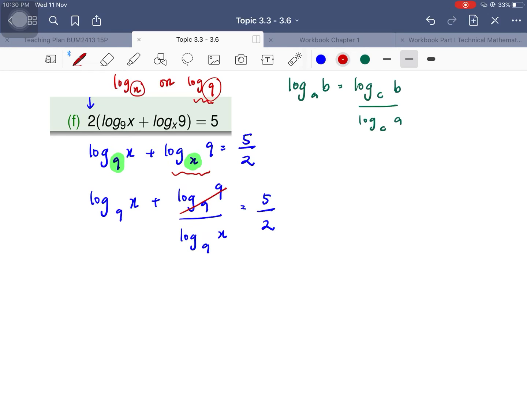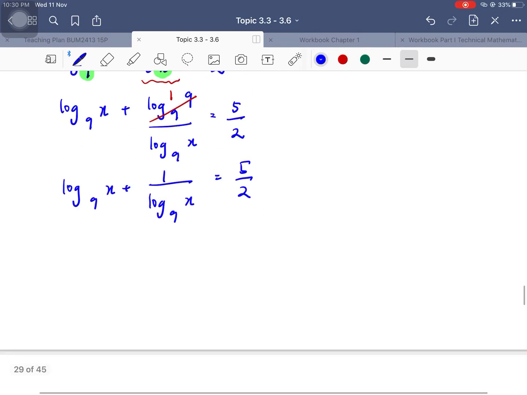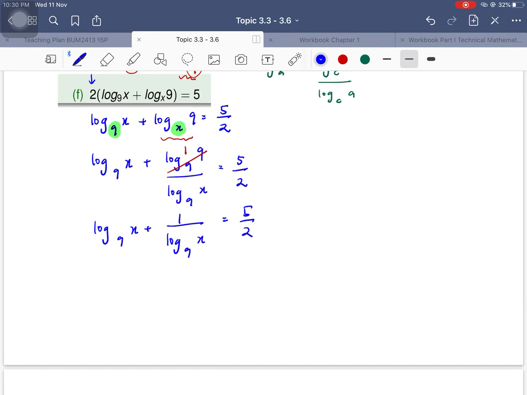Of course I can simplify this, because we know that log base 9 of 9 is simply equal to 1. So when I write it, it becomes log base 9 of x plus 1 over log base 9 of x, equal to 5 over 2. I definitely need another page for this. When you come across something like this, what would you have to do? It becomes very complicated. I have one term at the top over here, and the same term becomes a fraction.